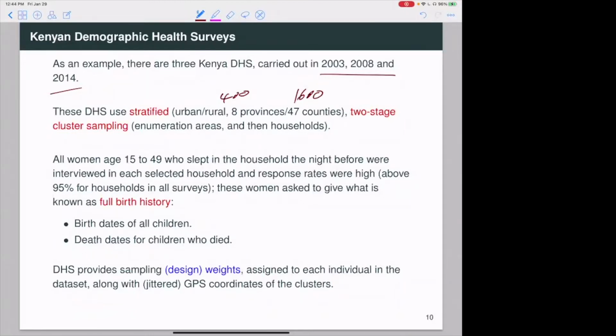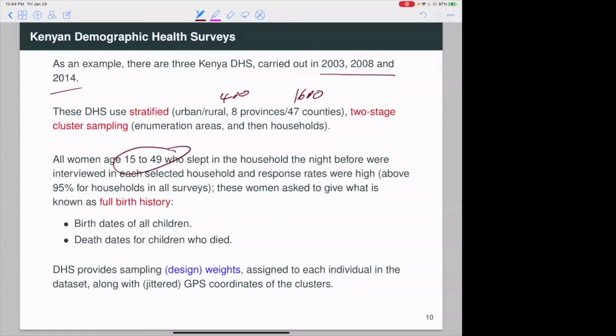The sampling frame is these enumeration areas, and they randomly sample within each of these strata. First they sample the enumeration areas, then they sample households, and typically 20 to 30 households are sampled in each of the clusters. And then, as I said, all women are interviewed, and there's lots of information collected.